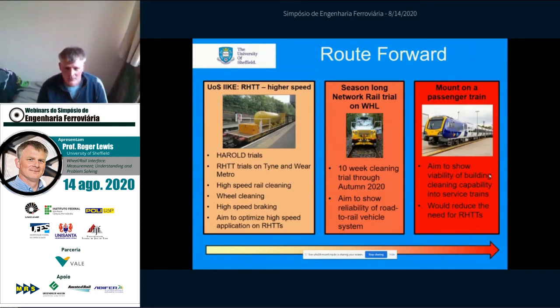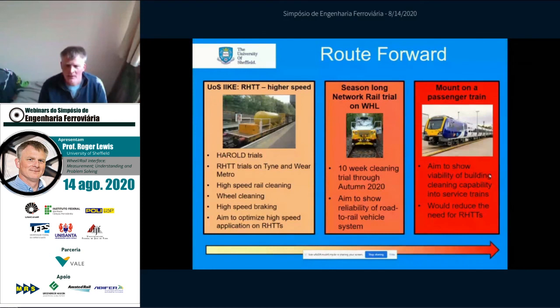We've only gone at 10 miles an hour so far on the road-to-rail vehicle variant. We will be doing a season-long trial now, though, with Network Rail during autumn on the whole of the West Highland line. So again, the track near Oban, but going a lot further to show the reliability over a longer-term trial.